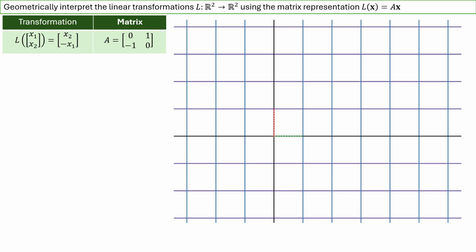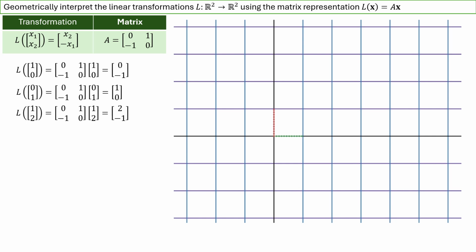Now, let's go the other way. Let's say we have a matrix and we want to figure out what it looks like geometrically. Let's use the first example from our table. First, we plug in points to see where they land.